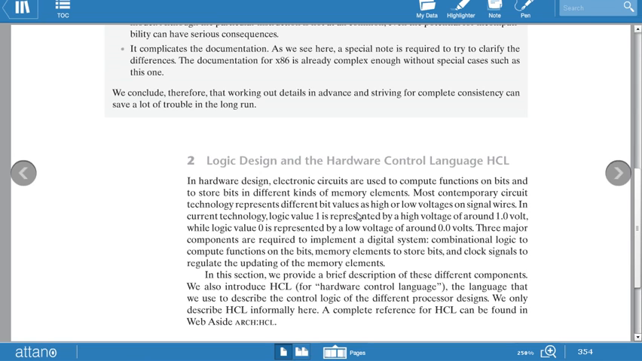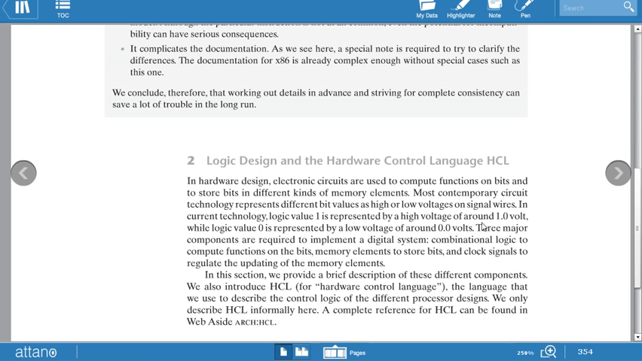Means how to compute? By using the electronic circuit to compute the functions on bits and to store the bits in different types of memory elements. Most contemporary circuit technology represents different bit values as high or low voltage on signal wires. In current technology, logic value 1 is represented by high voltage. So 1 is represented by the high voltage and 0 is represented by the low voltage.